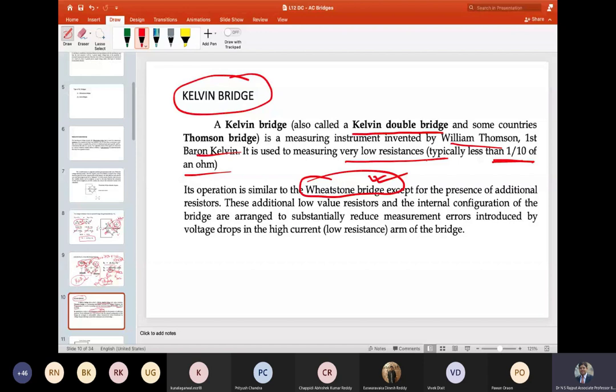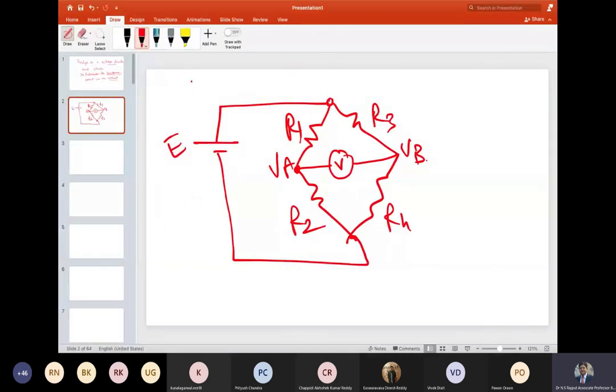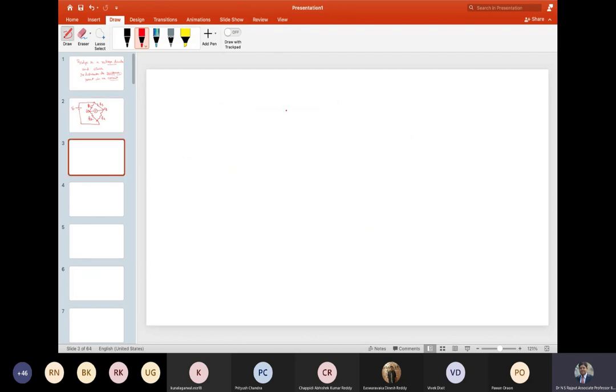So let us see how it goes and what they did and how he actually thought about it, which is of much interest. Let us check how Kelvin's bridge will work. We will have to check whether Kelvin's bridge will be able to measure very low resistances or not, and how it has handled the values of contact resistances.